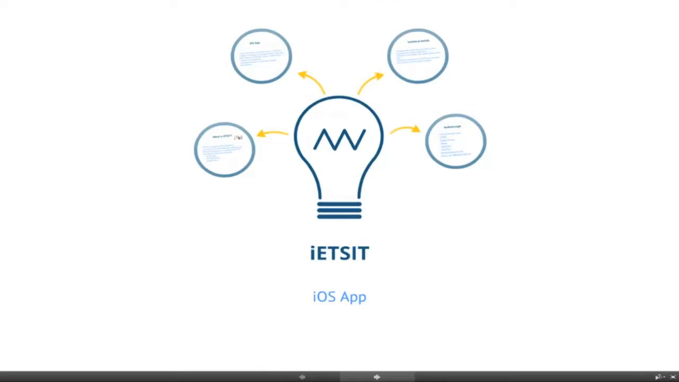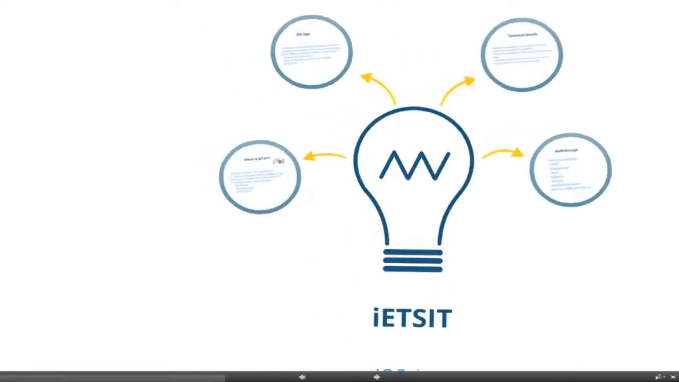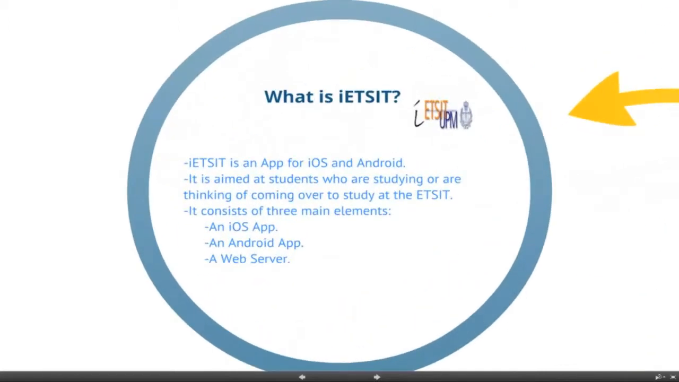In this one we will be talking about the iOS app. So, as a brief reminder, let's start with what is iETSIT. As we know, iETSIT is an app for iOS and Android. It is aimed at students who are studying or are thinking of coming over to study at iETSIT. It consists of three main elements: an iOS app, an Android app, and a web server. In this tutorial we will be looking at the iOS app.